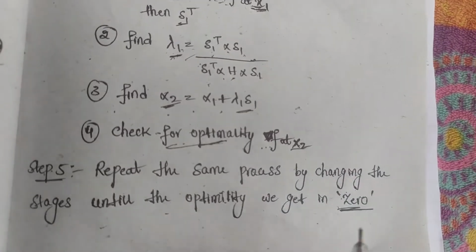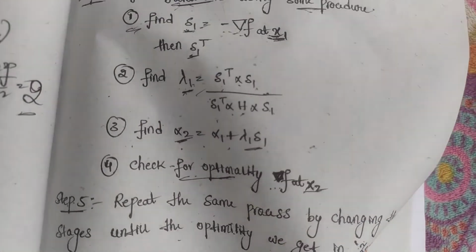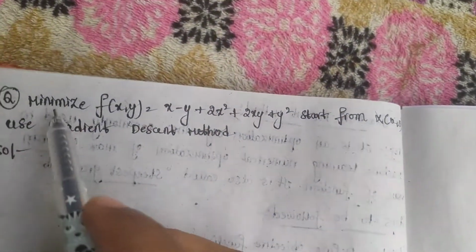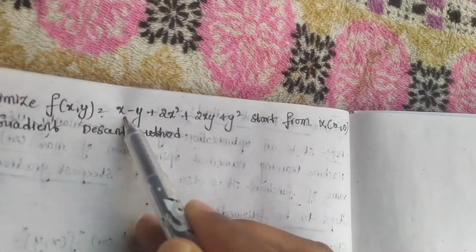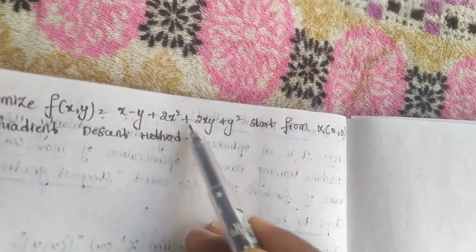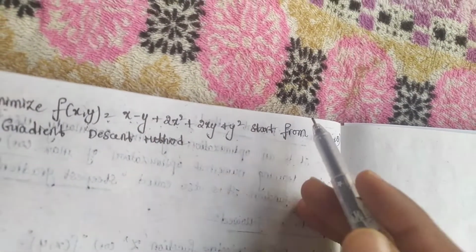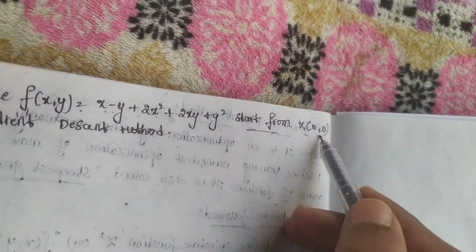Let us do an example problem to understand it better and more easily. Here the given question is: minimize f of x comma y, where the objective function is x minus y plus 2x square plus 2xy plus y square. Start from x of 0 comma 0.